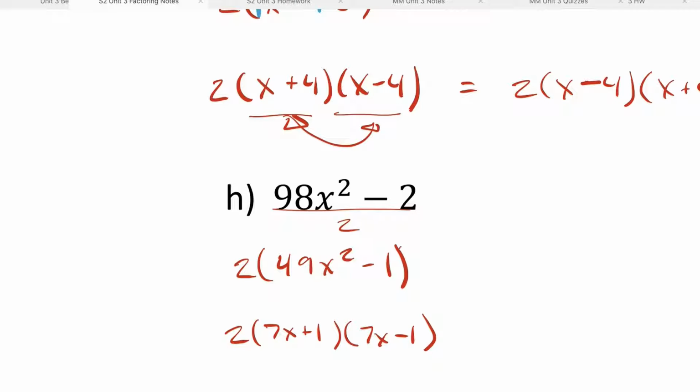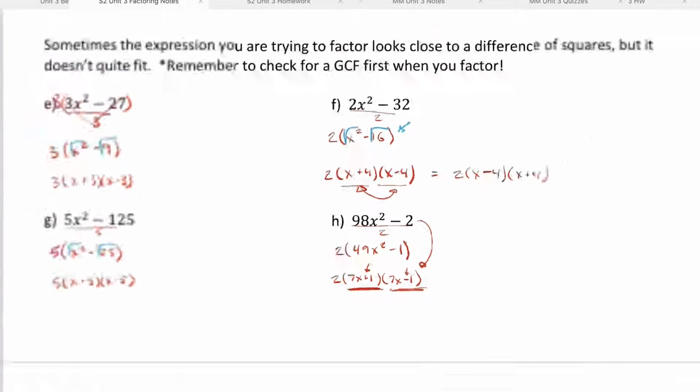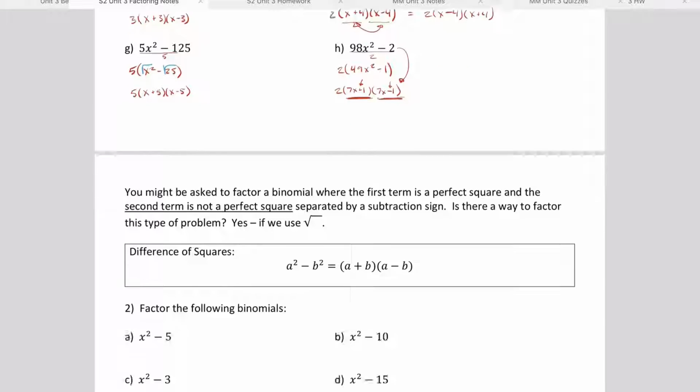All right? So, and always if you're doing the difference of squares, what's in these 2 parentheses will always be exactly the same except for the sign, the positive and the negative. You can never have them be exactly the same. You can't have 7x plus 1 times 7x plus 1 because that wouldn't give you what our original problem would have. Okay? All right, so that's half of what we covered.